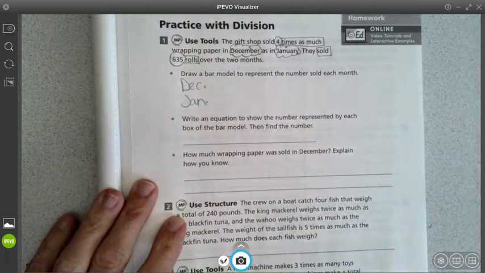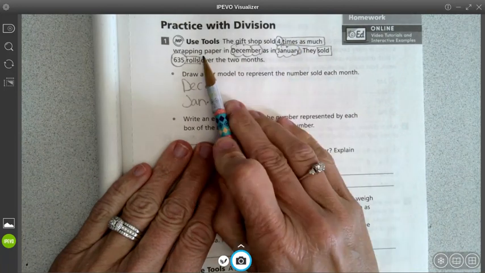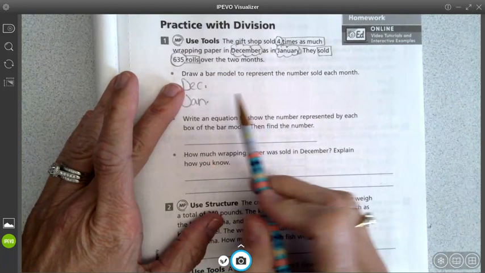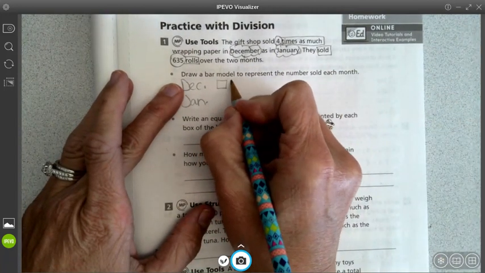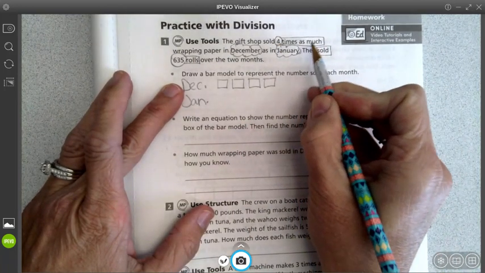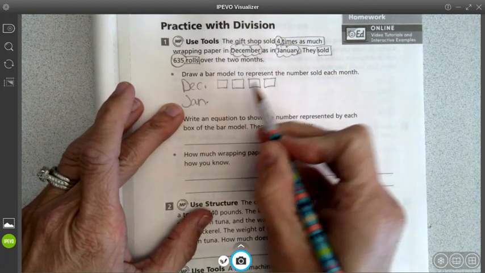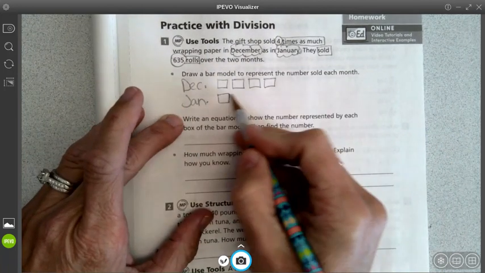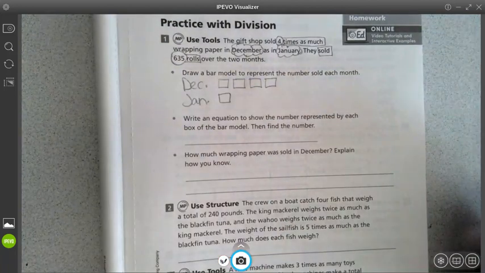So if you want to go ahead and get this set up with me, if they sold 4 times as much wrapping paper in December as in January, that tells me they sold more in December. 4 times as much. So we're going to show that 4. If it's 4 times as much as January and we have 4 boxes in December, 4 times what is 4? 4 times 1. That means that 1 box is for January. The 4 boxes are for December.